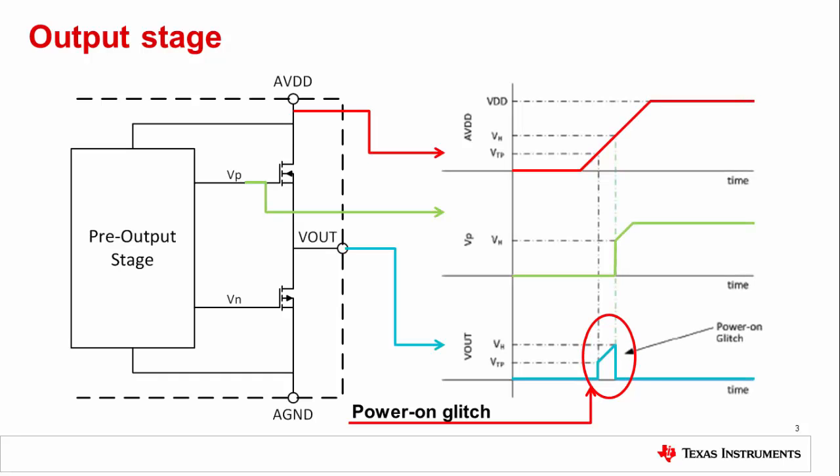For dual supply DACs, the result can be very similar, but the output instead tends to track with the reference voltage, so powering on the reference after the other supplies can greatly reduce power on glitch.